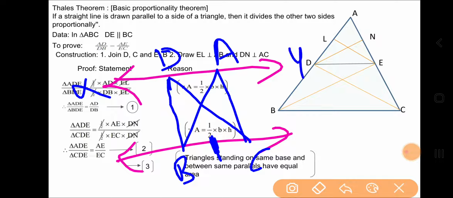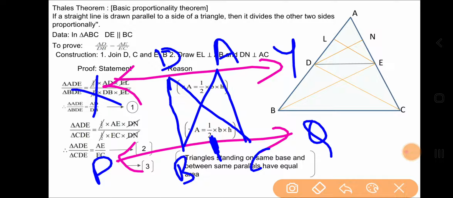Suppose they are X, Y, P and Q. So XY is parallel to PQ. Therefore, these two triangles are standing on the same base. What is the same base? The common base BC. And they are between the same parallel lines XY and PQ.